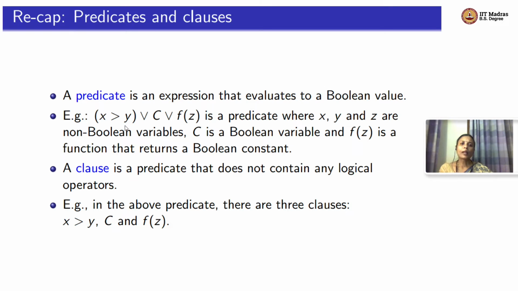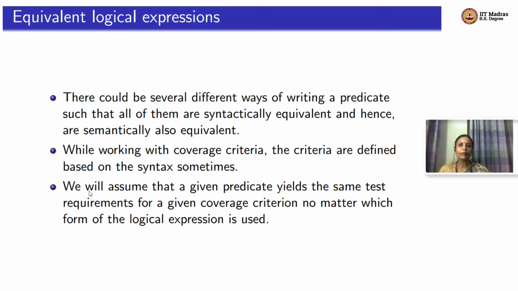This predicate has three clauses. A clause is a specific predicate which is free of logical operators like and, or, not, etc. So the clauses in this predicate are x greater than y, the first clause, c as a standalone entity, the second clause, and f of z as the third clause. So these are the three clauses in the predicate. Please remember what a predicate is and what a clause is.